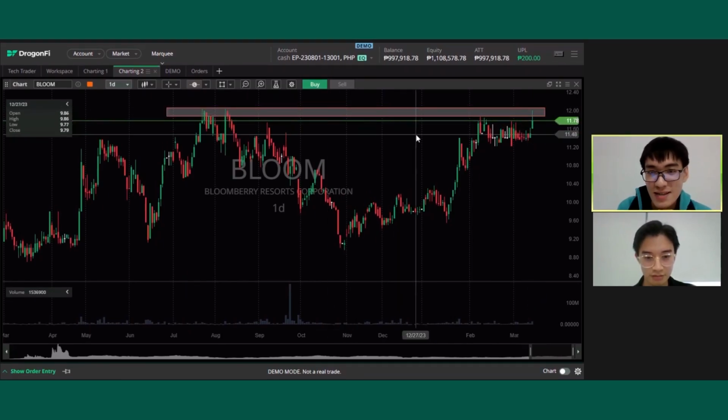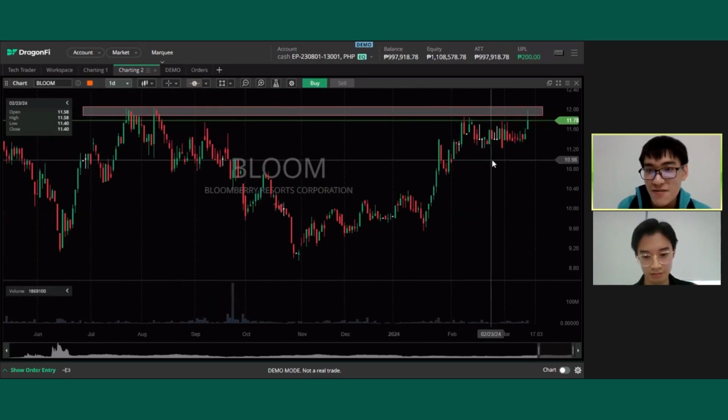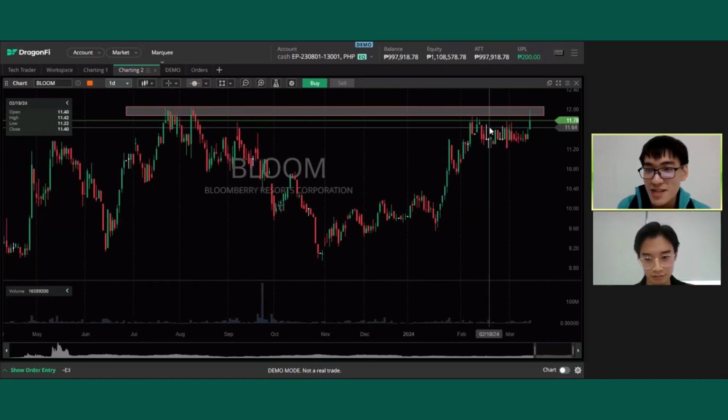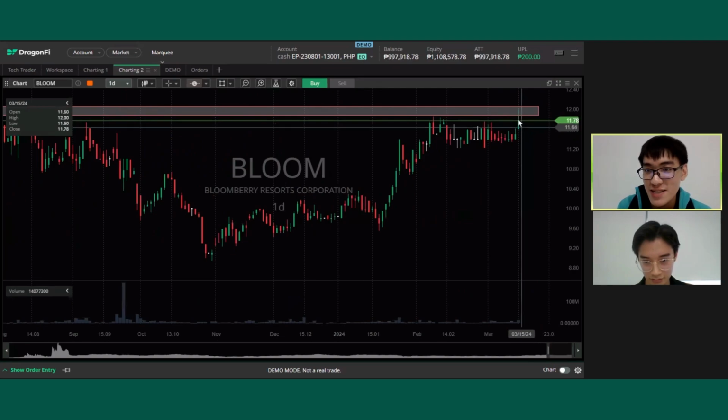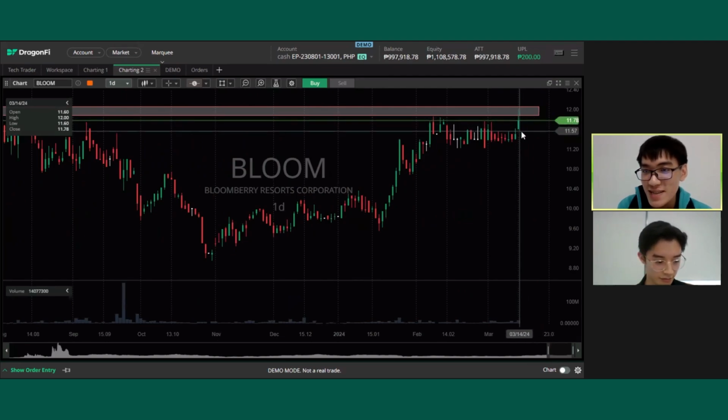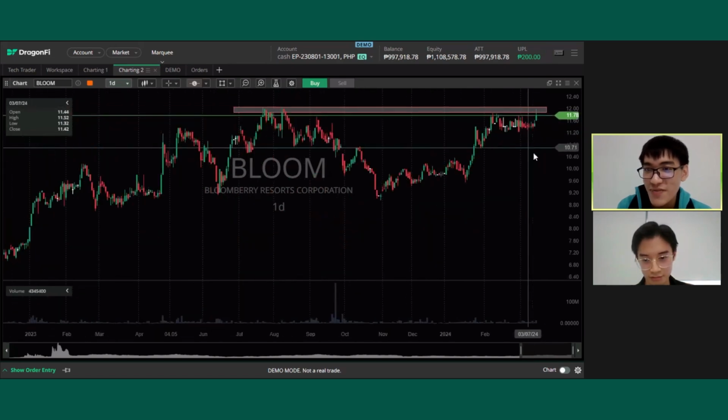Next, I'll think to myself, where am I gonna place my stop loss, diba? For here, maybe below this candle. So below this candle, maybe below 11.6. So yan stop loss ko.